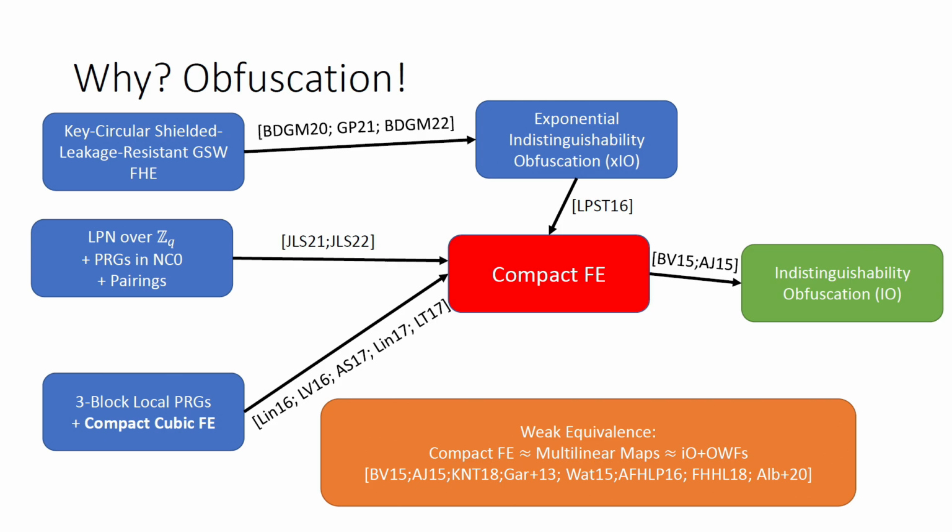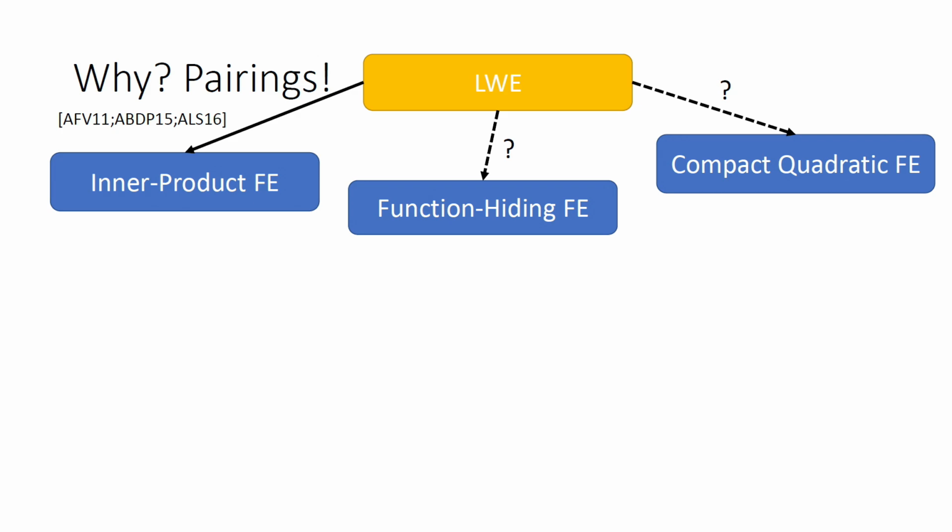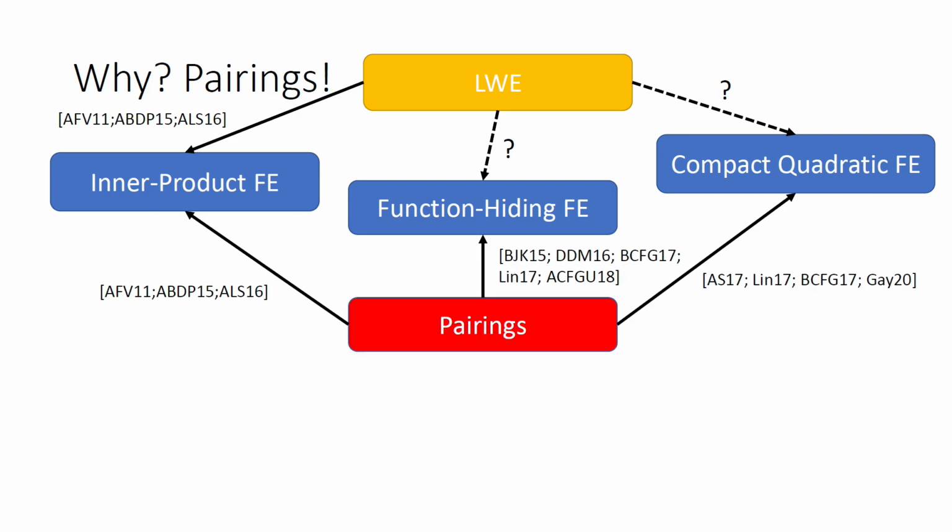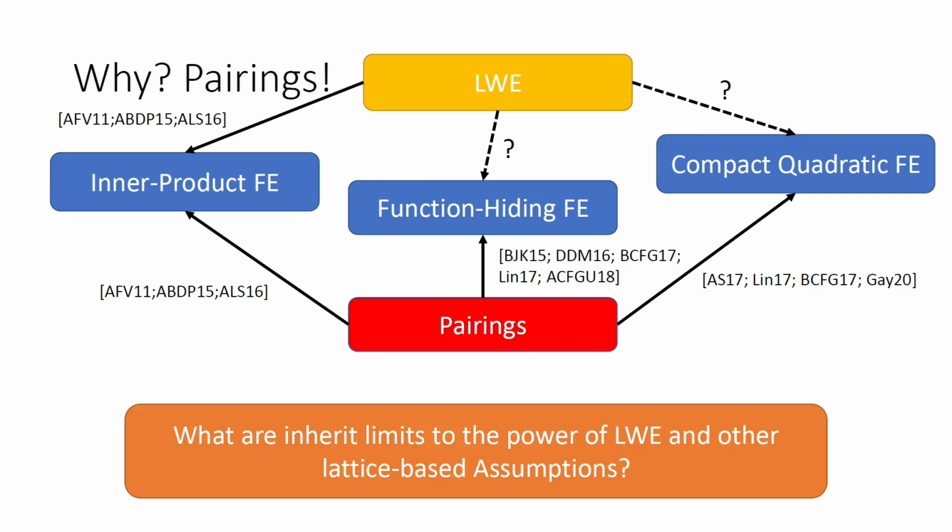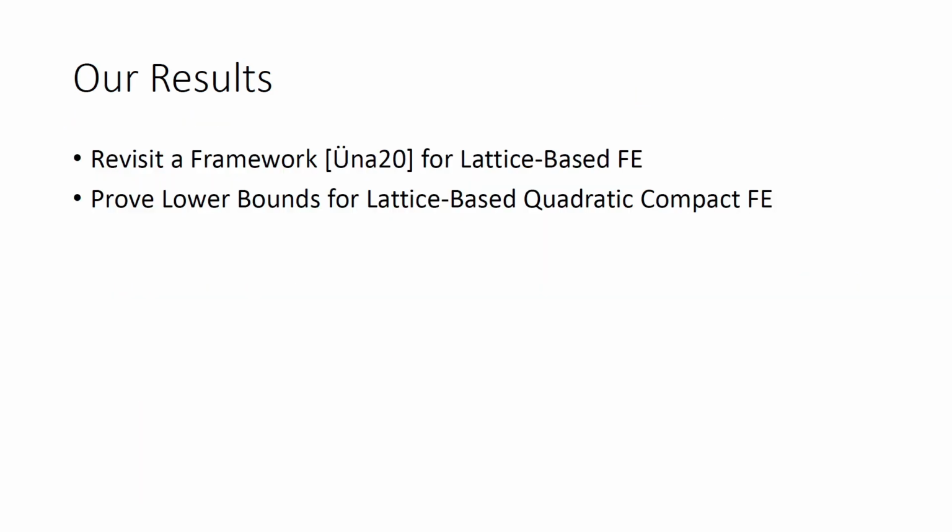And if you could get some interesting new compact FE schemes from, let's say, lattices, you could imagine that a part of this mess over here would simplify a lot. The second reason is pairings. LWE gives us IPE, linear FE, but it probably does not give us functional FE and quadratic FE. And it's interesting because we have all those things from pairings. So if you want to understand what the limits of lattices are in comparison to pairing-based assumptions, those results may be a good starting point.